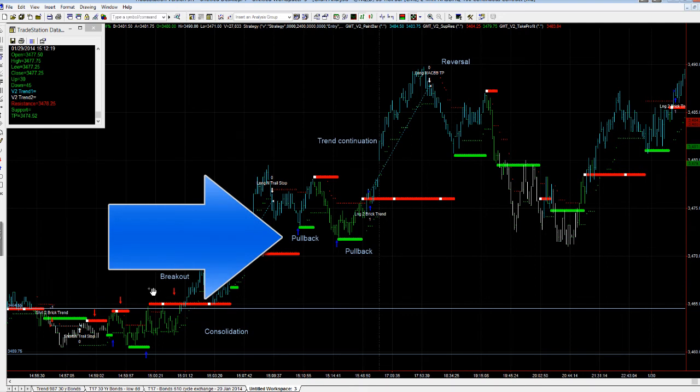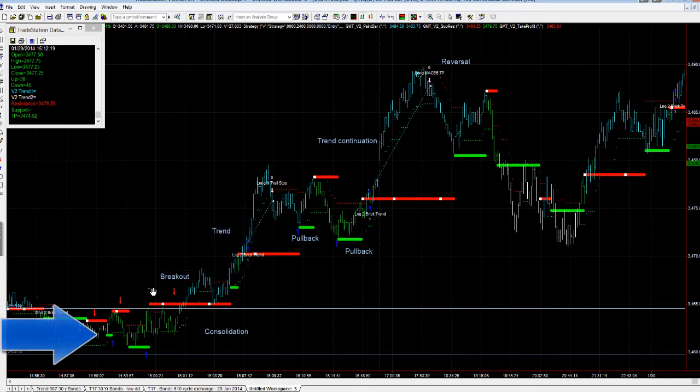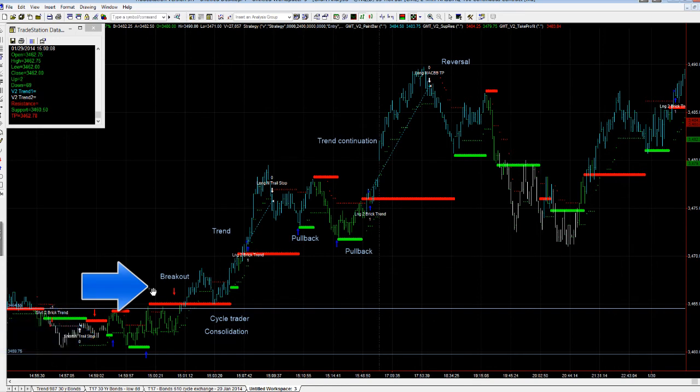So what effectively is happening here? We could have been trading this area here, which is the cycle trader. So that would be our potential first type of strategy. So I'll put it down as cycle trader. Then we could be trading what we call the breakout system. So that would be our potential second system. And you can see already that we've got a multi-system strategy.